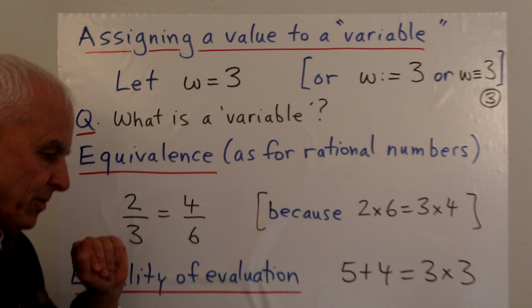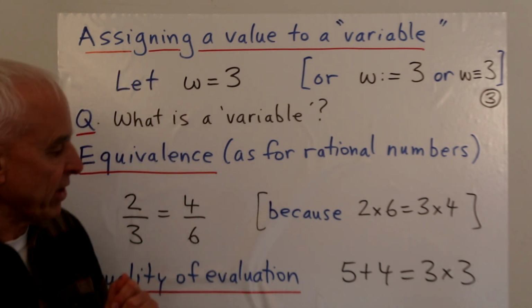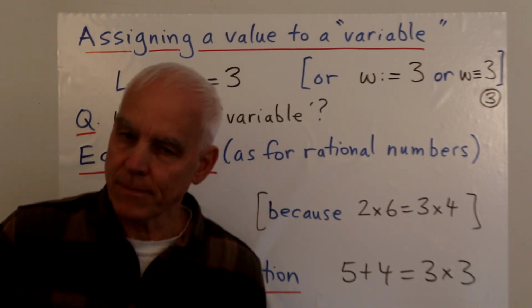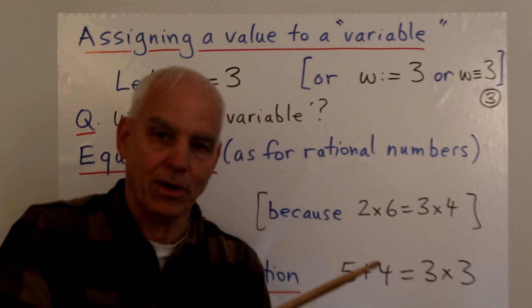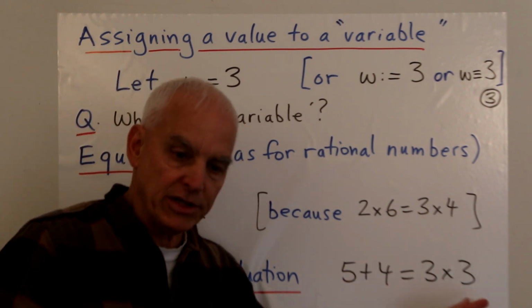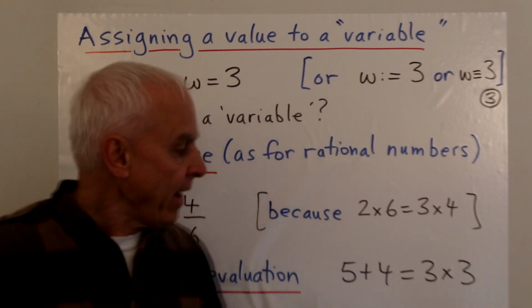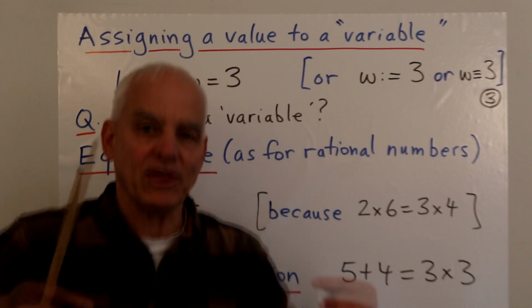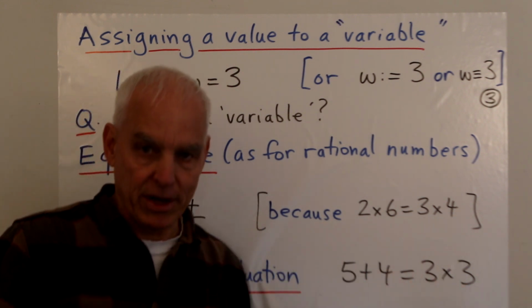Equality of evaluation. It's a little bit of a twist on this just evaluation that I've discussed in the previous slide. Here we have 5 plus 4 equals 3 times 3. Strictly speaking, neither of these is an actual natural number. They are both arithmetical expressions which evaluate to the natural number 9. And the statement here is that these two expressions evaluate to the same natural number, even though the actual natural number is not appearing here.